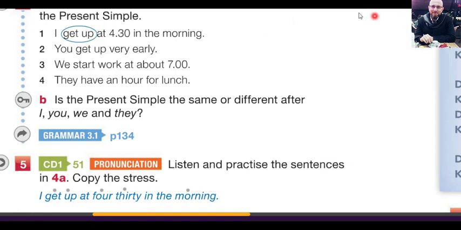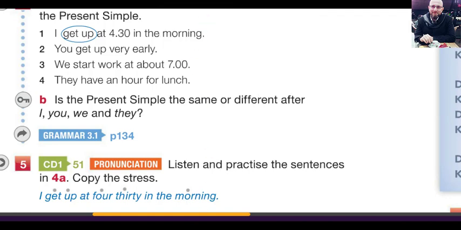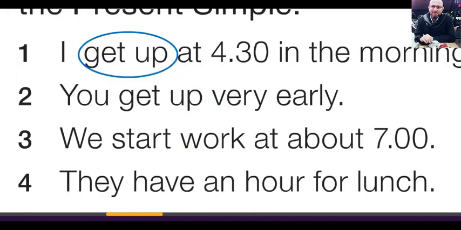Okay, so let me help you with something here. When people try to say these sentences, we say "at about" as one word, "work at about." All of it like one word. We start work at about 7 o'clock. We start work at about 7.